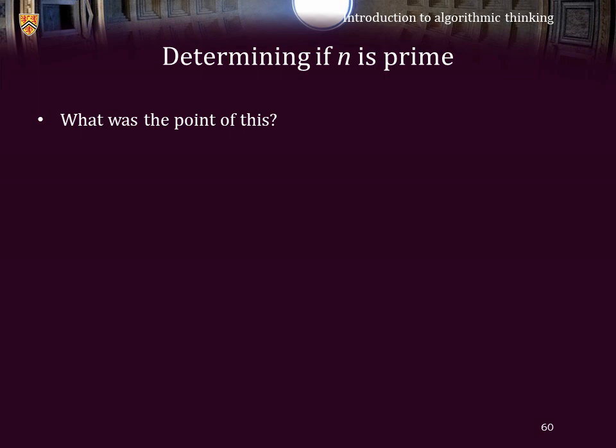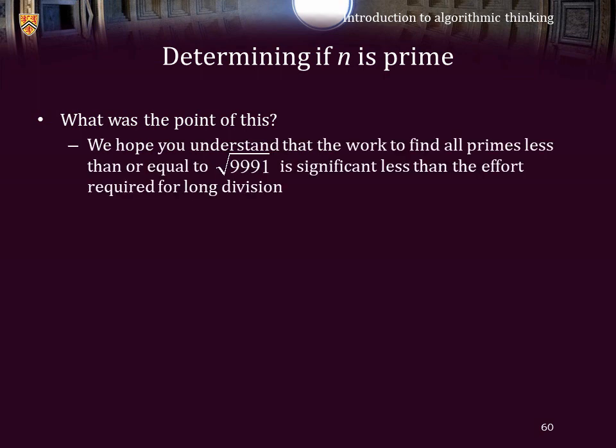Now, what was the point of those last few slides? Well, I hope you see by now that it's actually quite easy to find all the prime numbers less than or equal to the square root of 9,991 than it is to actually perform all the additional long divisions. The long divisions are the most amount of work, therefore it's easier to find all the primes first and then only divide through by those prime numbers.